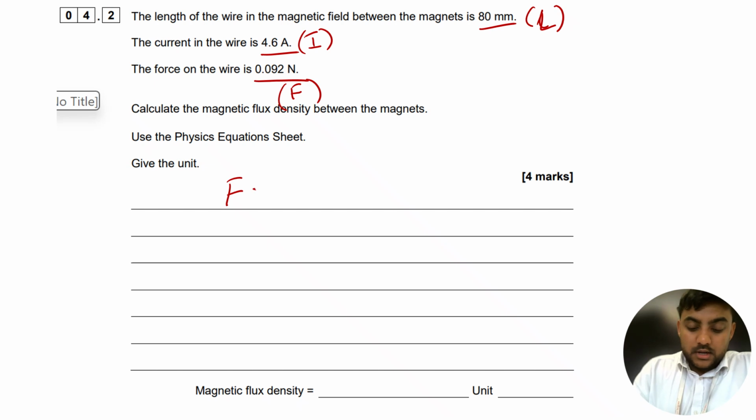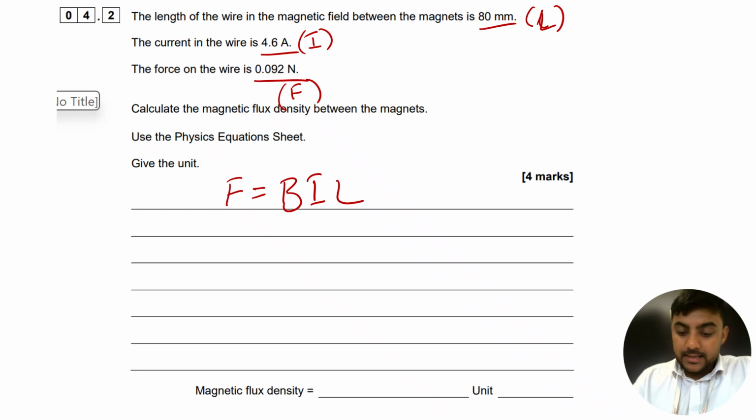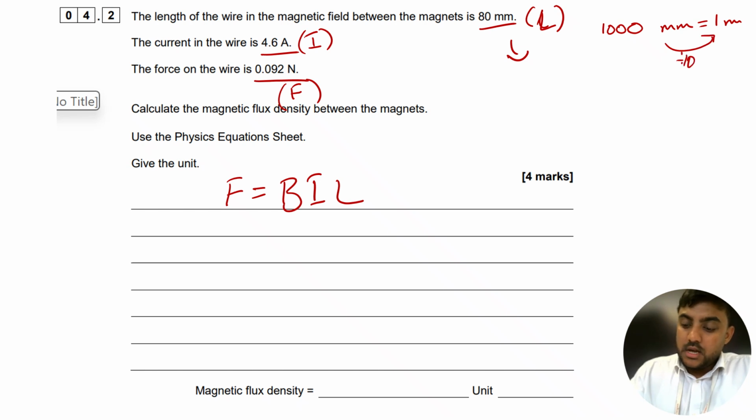So the equation that we want is F equals BIL, force equals flux density times current times length. And then what we do is we have to convert the length first, because it always has to be in meters. To go from millimeters to meters, 1000 millimeters equals 1 meter, so you have to divide by 1000, and so you divide 80 by 1000 and you get 0.08 meters, and then you substitute all your numbers into the equation.